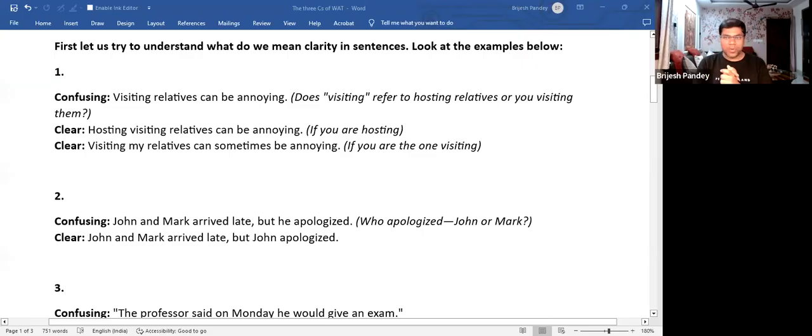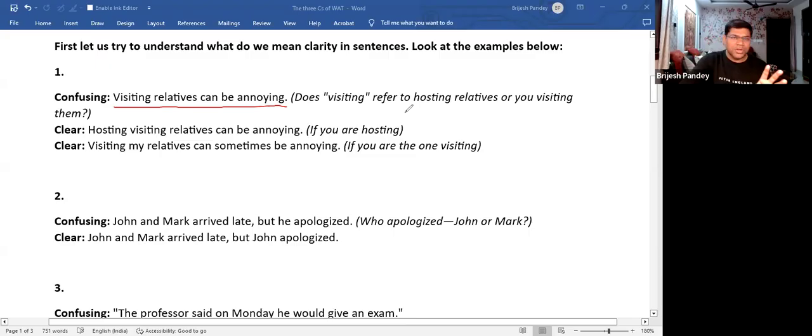If you look at example number 1 here, it says visiting. This is a sentence which is very confusing: visiting relatives can be annoying. Why is this a confusing sentence? Does visiting refer to hosting relatives, or does it refer to your visiting relatives? So if you are hosting relatives, then hosting visiting relatives can be annoying, or visiting my relatives can sometimes be annoying.